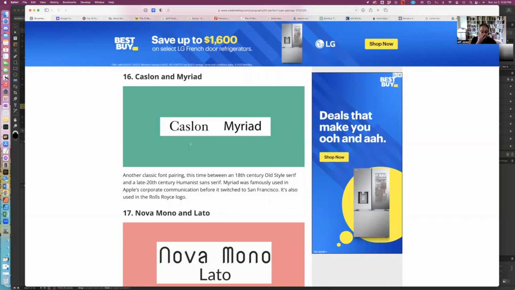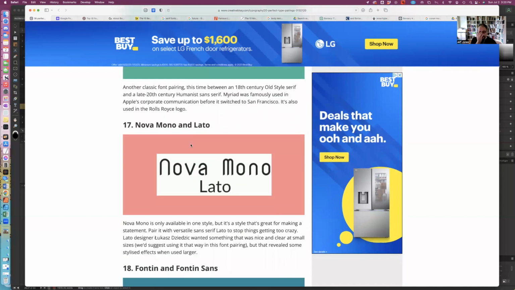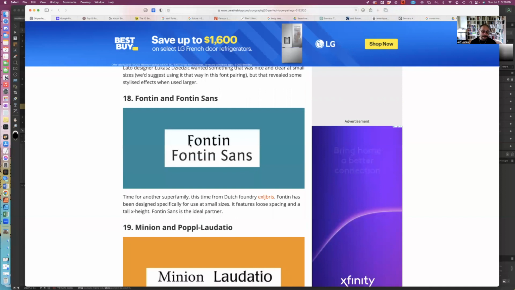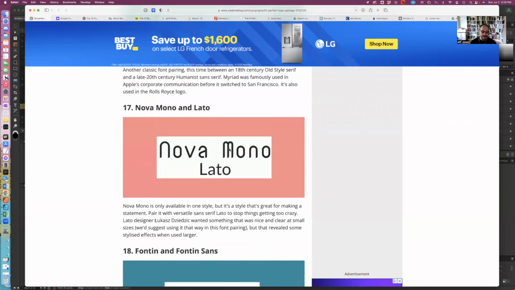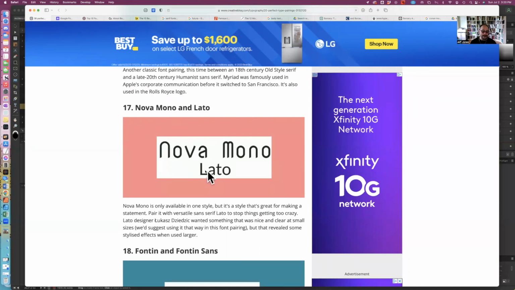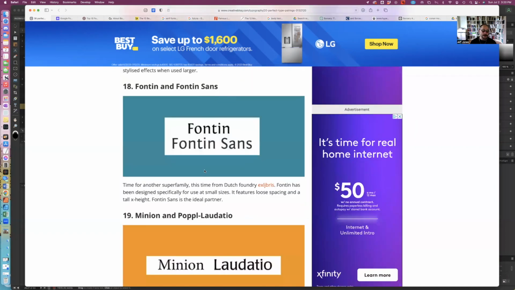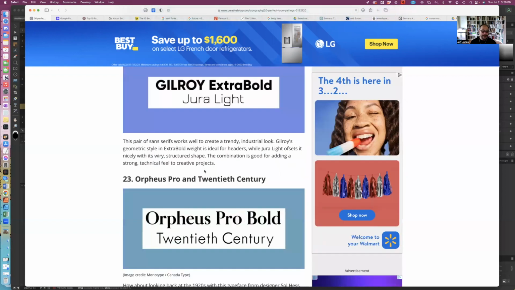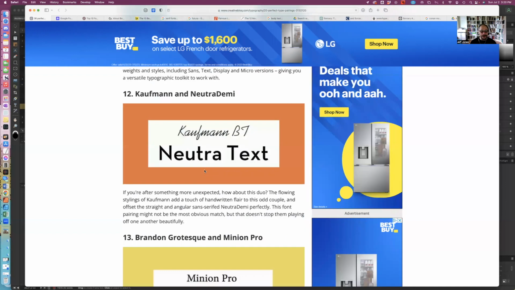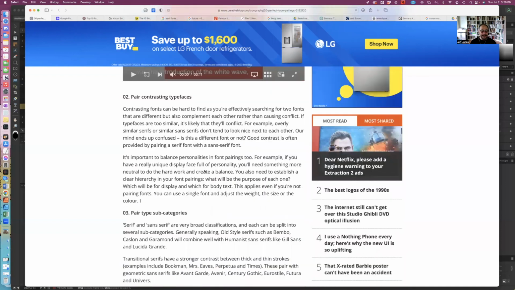As we go through these, some of these are good for body text and some aren't. For instance, this Nova Mono, do not use that for body text. But Lato appears to be a fairly decent one. So you would pair that where this would be for your title or your headings, and then this would be for your body. This here is just saying fonts that go well together. This particular article does not state, let's see.